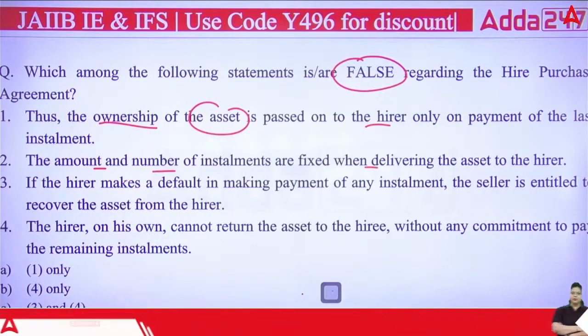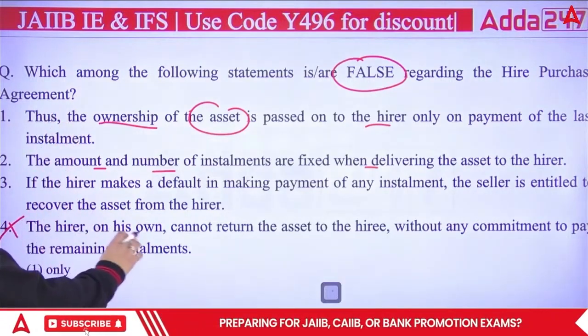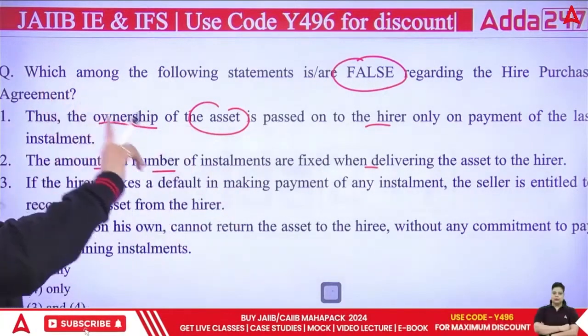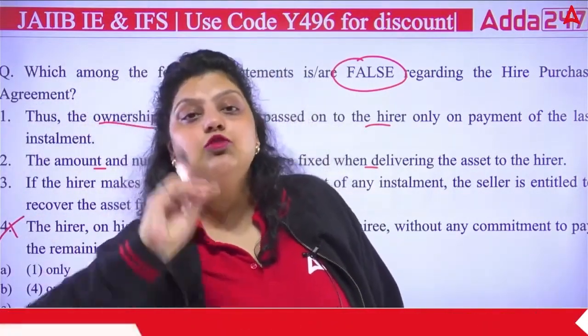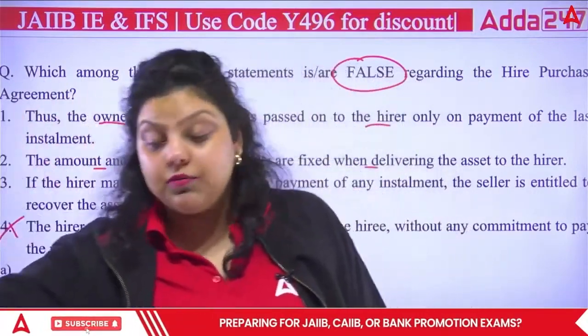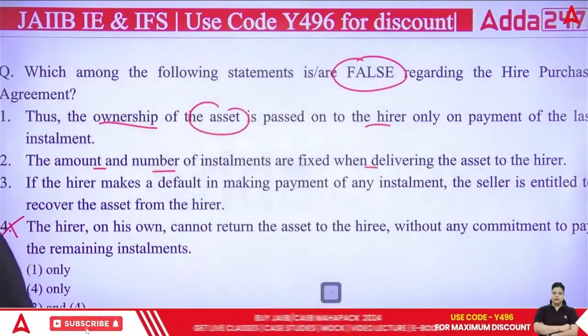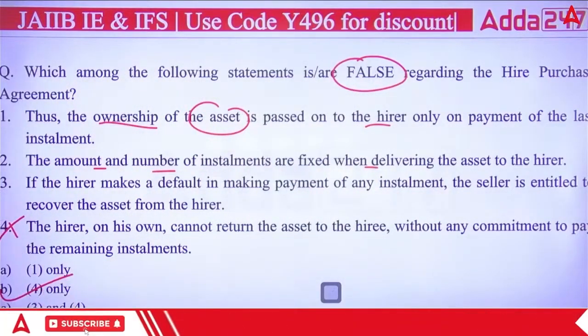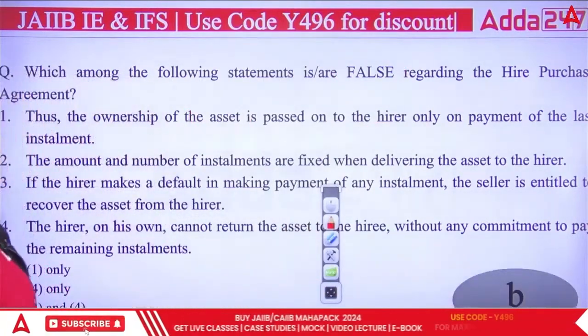Okay. Now, the fourth is not correct because it says that a hirer on his own cannot return the asset. It can return the asset. If the hirer is no longer capable of making the installments, the hirer can return the product and say, I am not capable of making further installments, so take your product back. It is allowed to the hirer. So, the right answer will be B. The fourth statement is false regarding hire purchase. So, your right answer will be B.